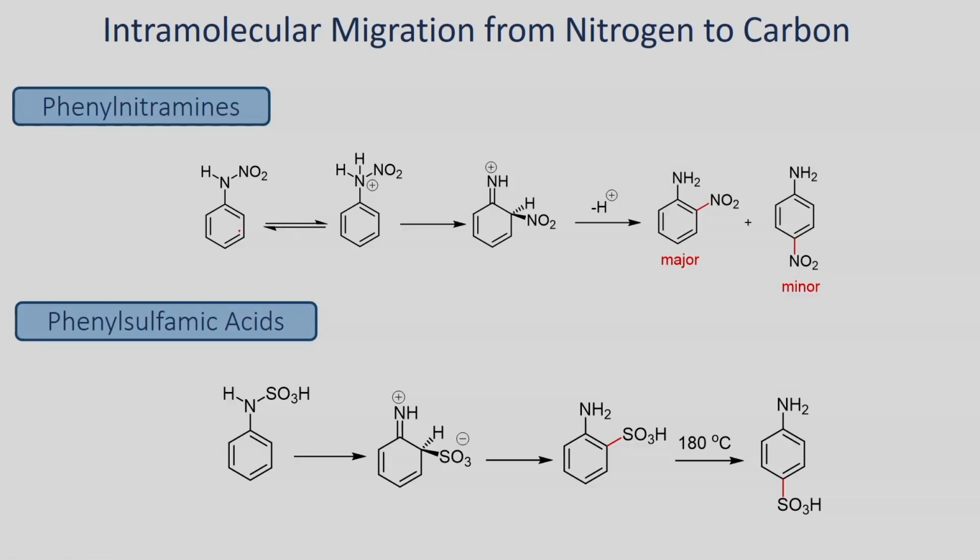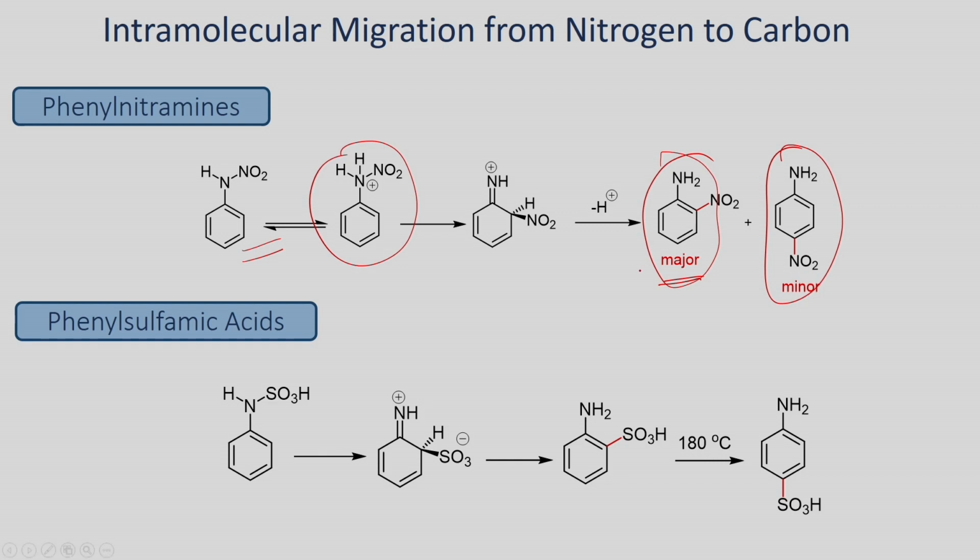The first example involves the rearrangement of phenyl nitramines. You can see here, when you treat this compound with acid and heat it, nitration takes place at the ortho position, and you will get ortho-nitroaniline as the major product. There is also the formation of para-nitroaniline as a minor compound. Whatever reactions we are going to look at, all of them have been carried out under heating. And the intramolecular migration takes place here, so you will be able to get this ortho-nitroaniline as a product.